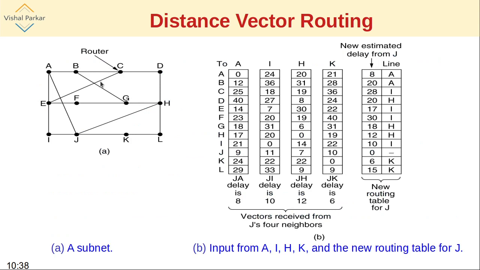So here in this one example is given of a subnet, and this diagram depicts that subnet where the nodes are the routers and the links are the communication lines which are connecting them. Now we'll see how the distance vector routing works with respect to a particular router Z and its neighbors like A, I, H, and K. Now the same thing goes for the remaining routers as well.